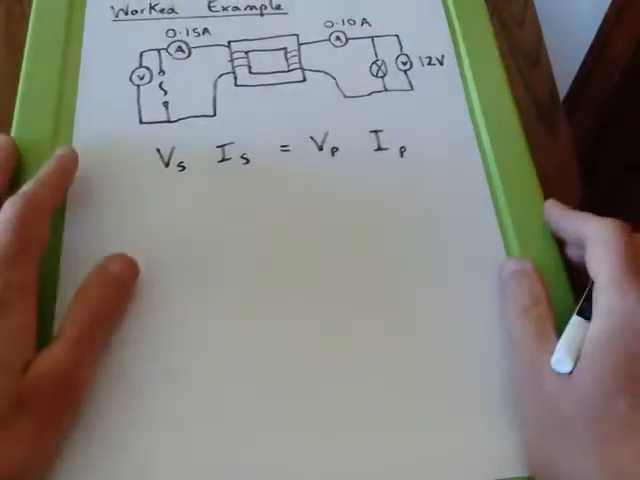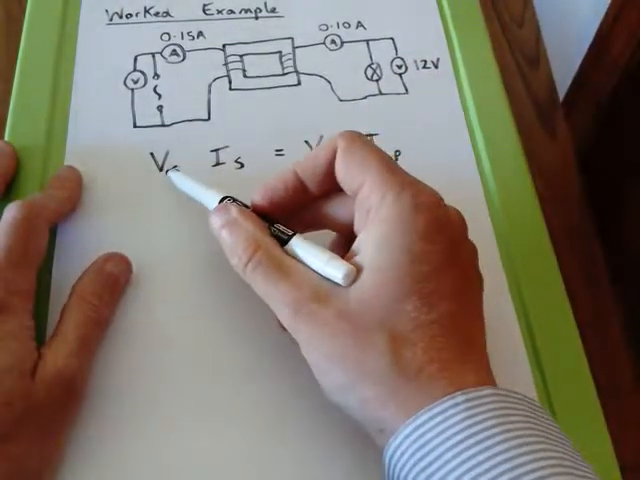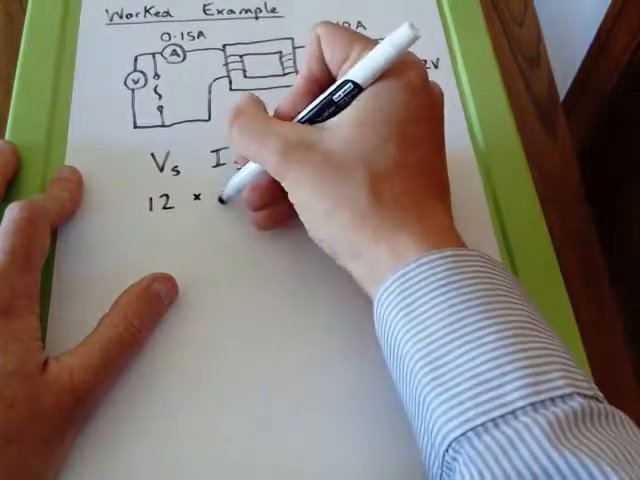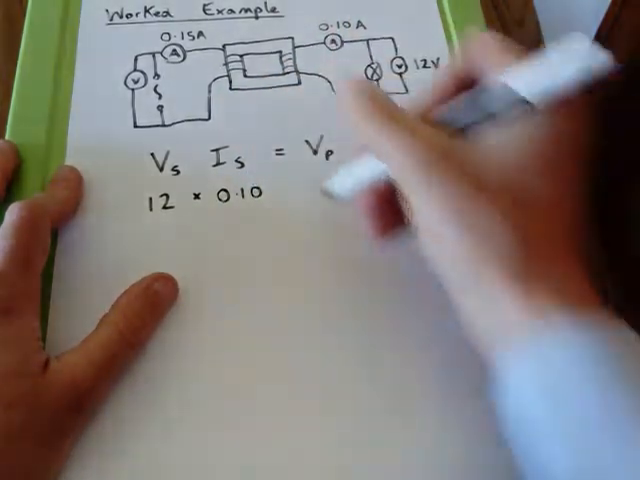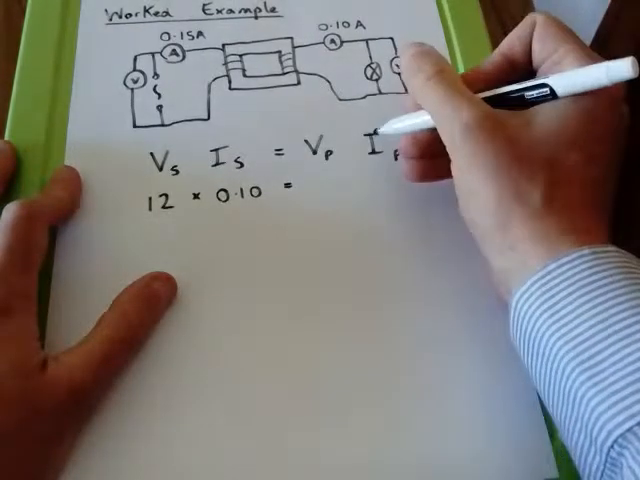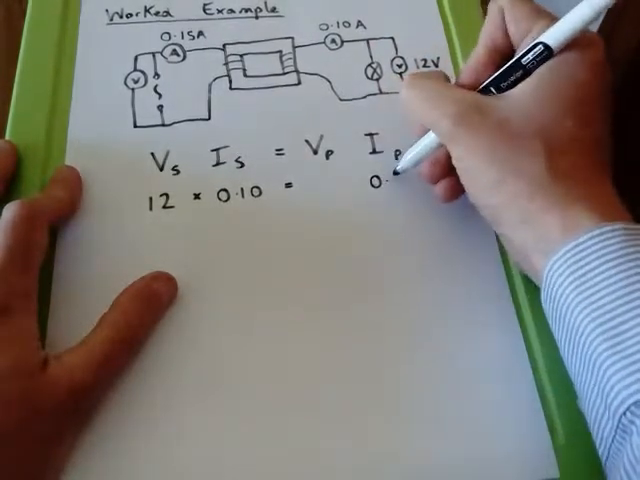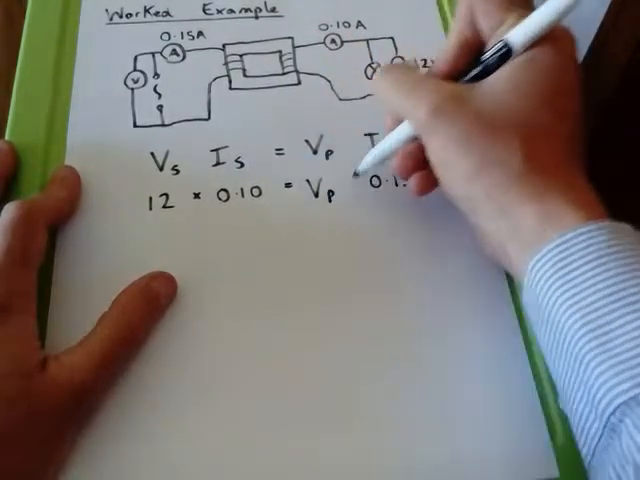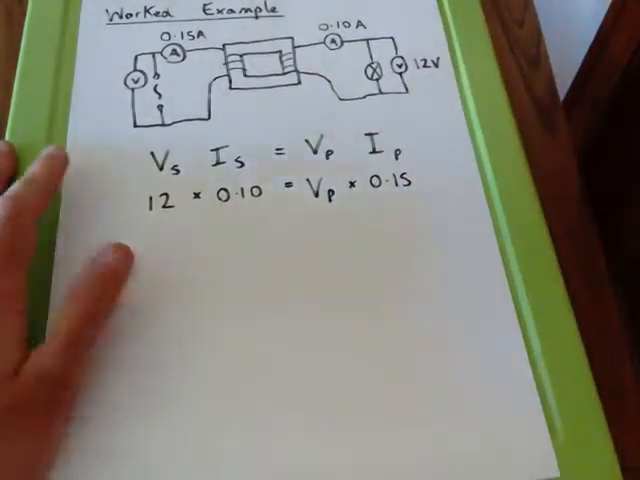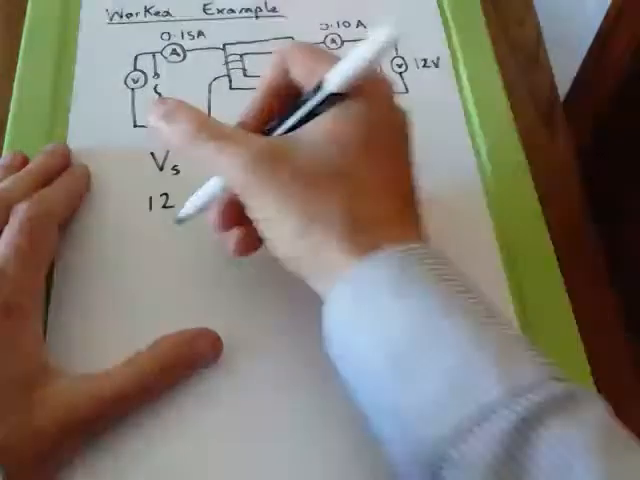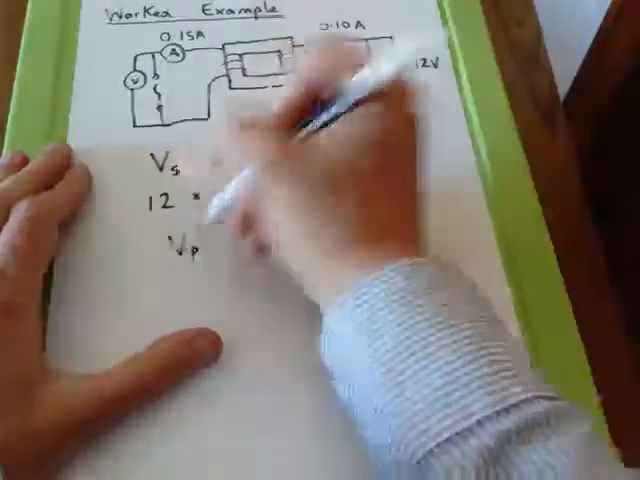Sorry, back to this one anyway. And so we know the secondary voltage is 12. We know the secondary current is 0.10. We know that the primary current is 0.15. What we don't know is the primary voltage, so we keep that as it is. This one I think is a good deal easier to rearrange, nothing on a denominator to worry about here. So hopefully most of you will be happy if I skip to this step.